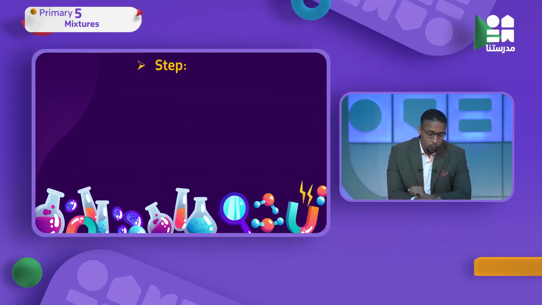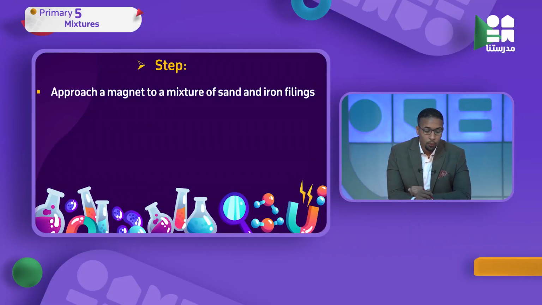So the steps, what will we do? We will approach a magnet to the mixture of sand and iron filings. What will happen?